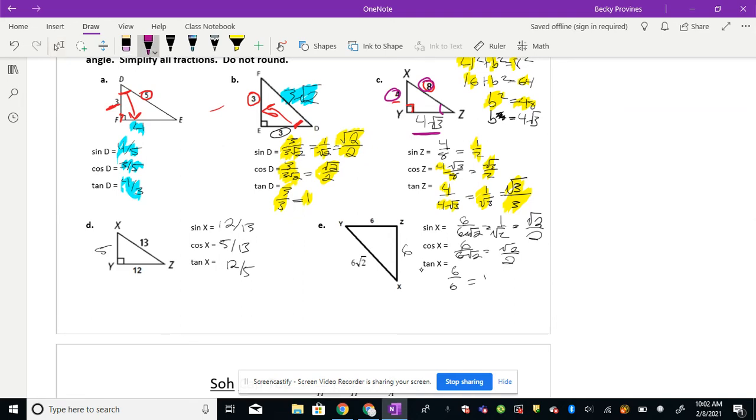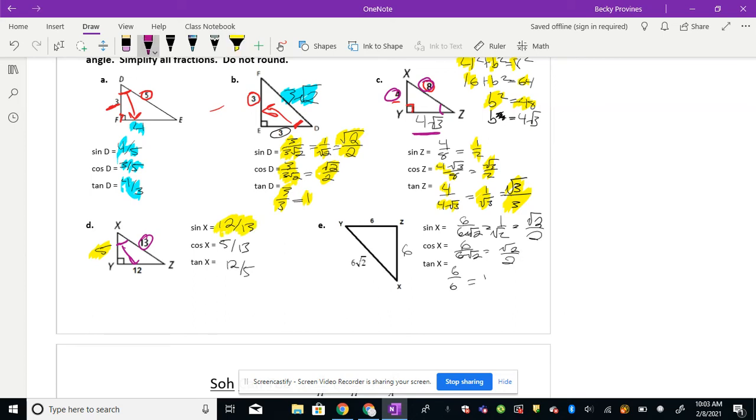Sine of x. So first things first, we've got to find that missing side length. If we have 12 and 13, yes, you could also use the Pythagorean theorem, but guess what? This is another Pythagorean triple, and it's probably one of the more common ones, 5, 12, 13. So if we have sine of x, we're going to do opposite, which is 12, over hypotenuse, which is 13. So we are left with 12 over 13. Can't simplify that any further.